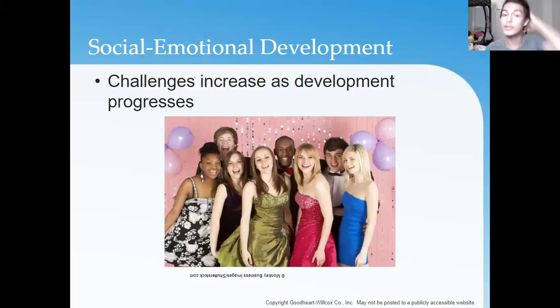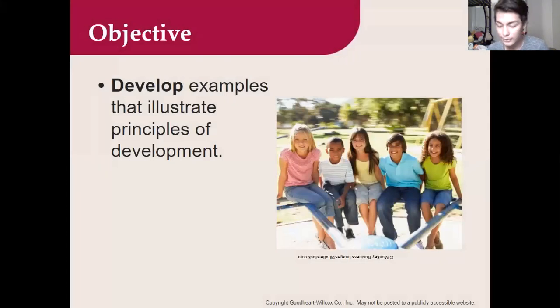In addition, challenges increase as development progresses. As we grow into a more mature age, there are challenges that come about, in that we begin to be more open-minded, go out more, and we begin to realize things that we never thought we would actually have to worry about, but yet we have to worry about at this point in our society. So that's kind of what social emotional development brings upon us. Those were the three types of development. Now, another objective is to develop examples that illustrate principles of development.